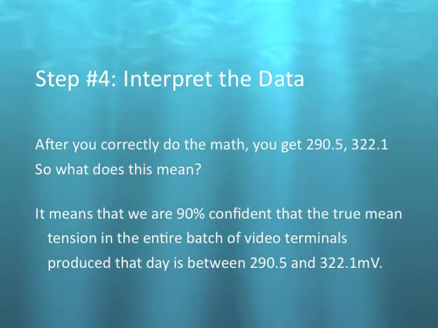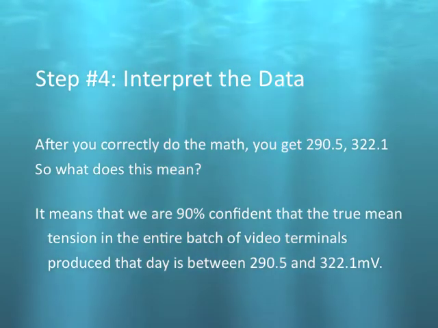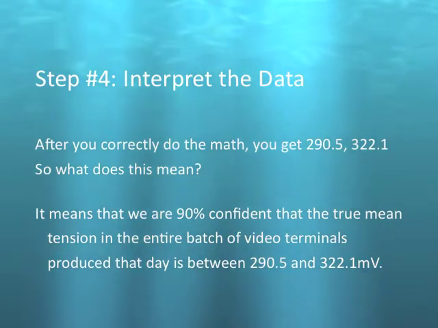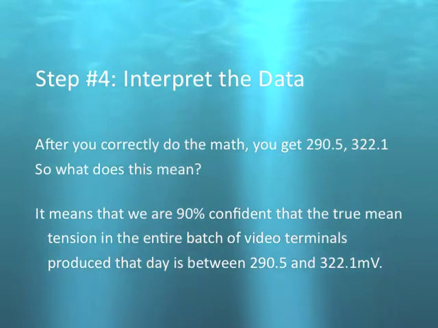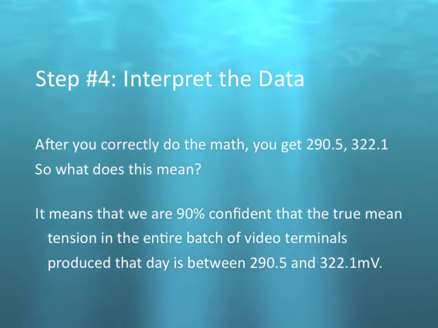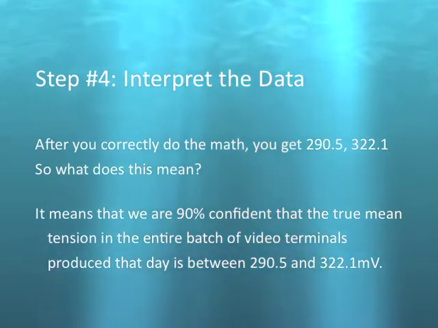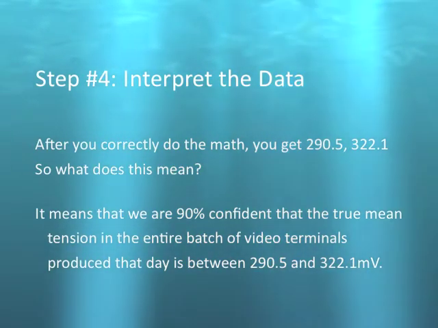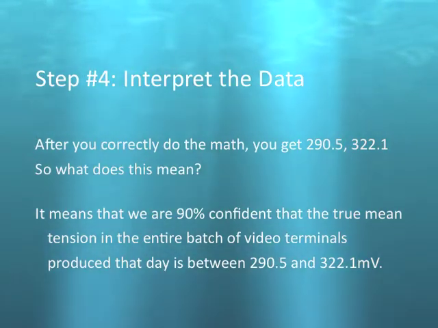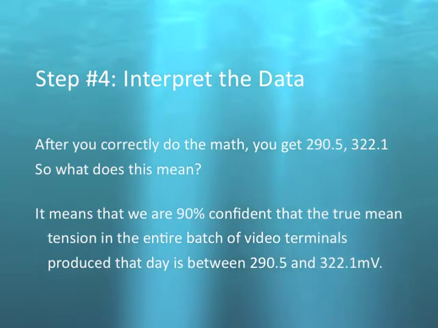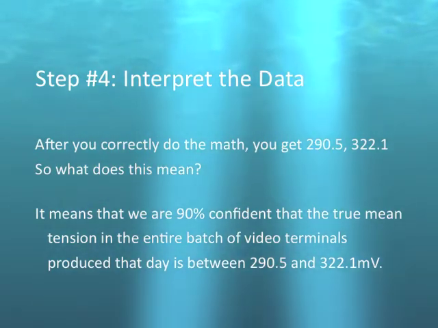Step number 4, interpret the data. After you correctly do the math, you get 290.5 and 322.1. So what does this mean? It means that we are 90% confident that the true mean tension in the entire batch of video terminals produced that day is between 290.5 and 322.1 millivolts.